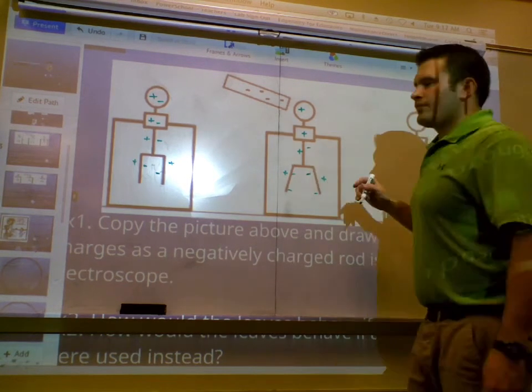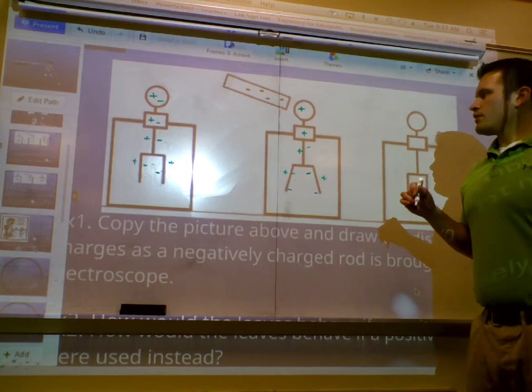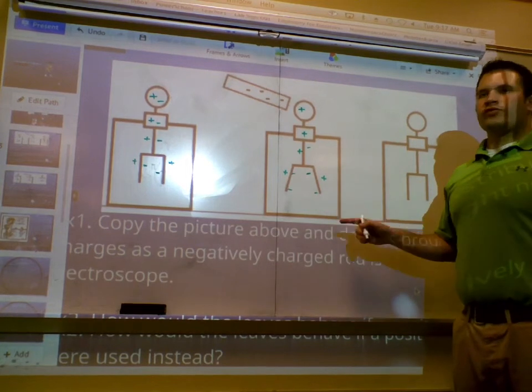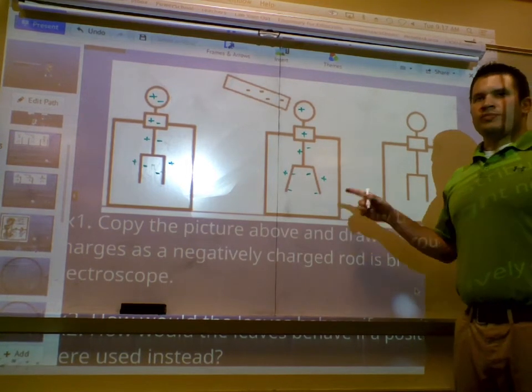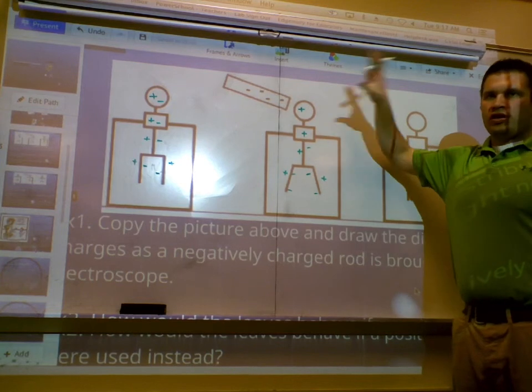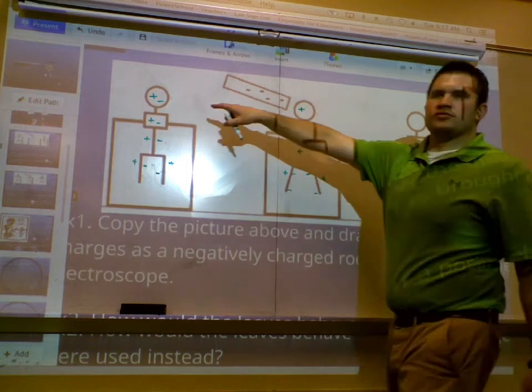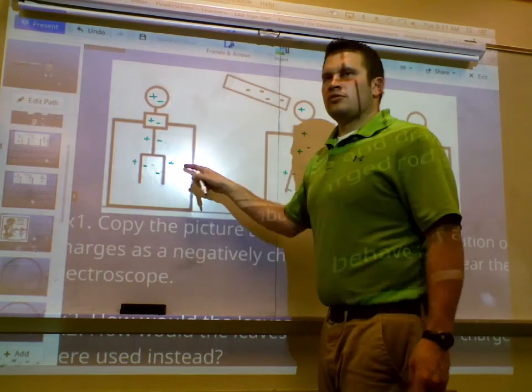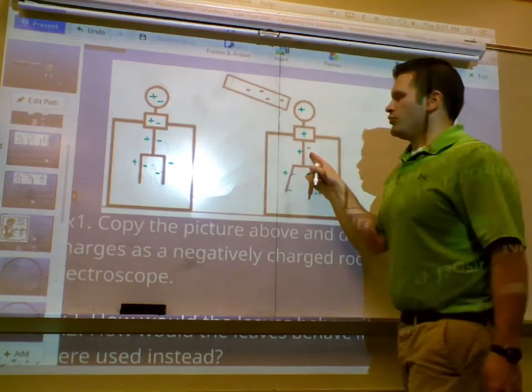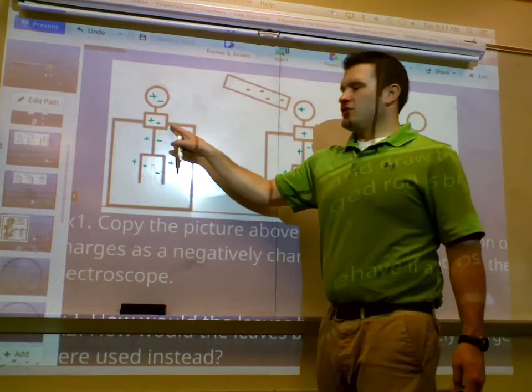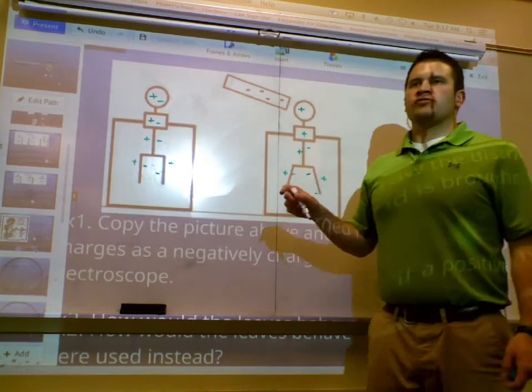Okay, so you start with like positives. So the positives are where the negatives were, because the positive charges aren't allowed to move. What happened to the negative charges from here? Yeah. They all move down. So there was a negative here, so it moved down. There was a negative here, it moved down. Right, they're not touching.